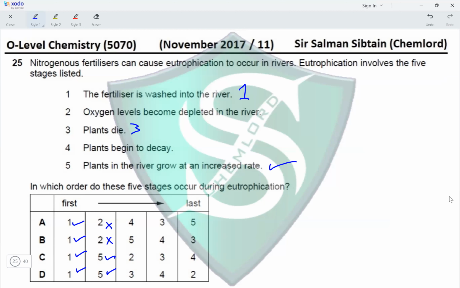So 3 is the third point in the process of eutrophication. So this eliminates option C. Then plants will begin to decay when they die, making point number 4 the fourth point. And then oxygen levels become depleted in the water because all the oxygen is used up by the plants when they were alive, and of course when they die it is used up by the bacteria to decay the plants. So option 2, or the point number 2, is the last point in the process of eutrophication, making option D the correct option for this question.